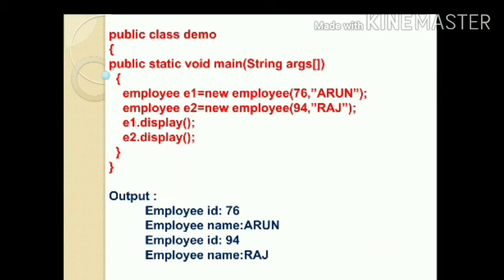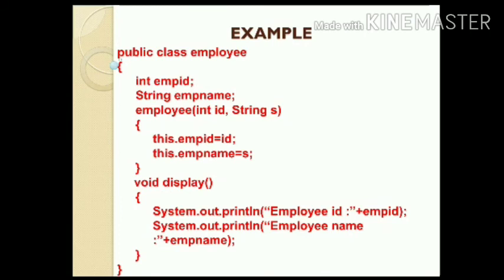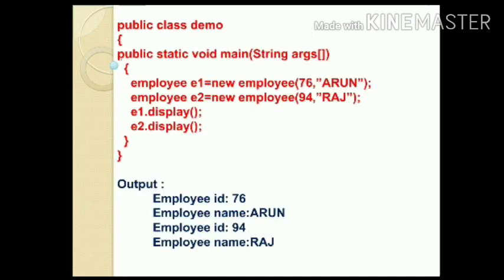See the main program statements. The class name is employee. Two objects are created, E1 and E2 with different values. The first object E1 calls the display method, E1.display. So the values are stored in the ID and S. Those values are displayed in the display method. The second object E2 also calls the display method.